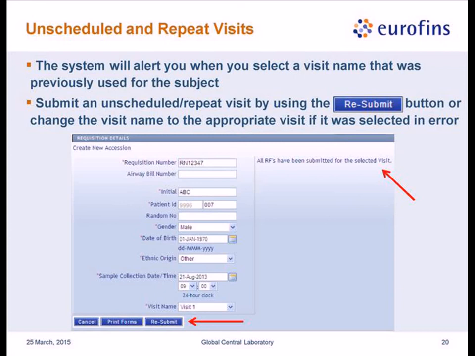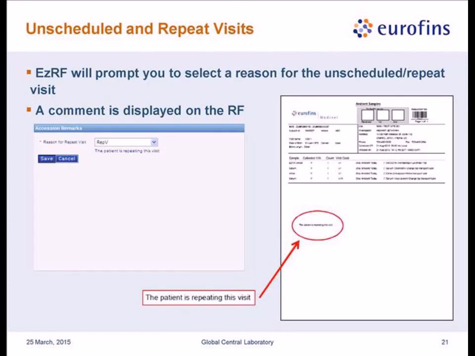Slide number 20. Anytime you complete a visit that was previously completed, the system will give you an error and tell you that this particular visit has been completed earlier. Then you would need to submit either an unscheduled visit or a repeat visit using the resubmit button, if it is truly an unscheduled visit.